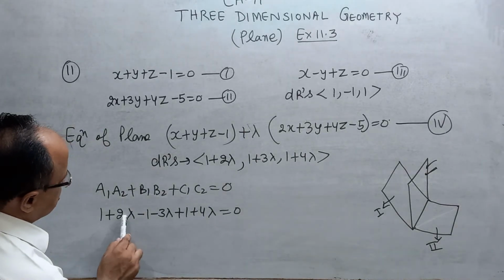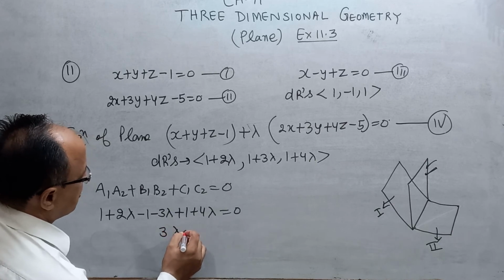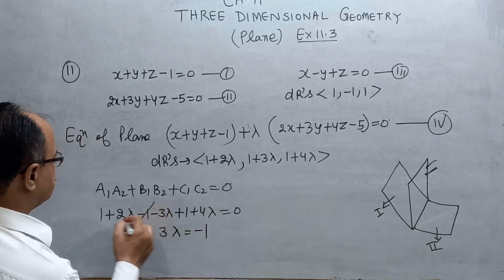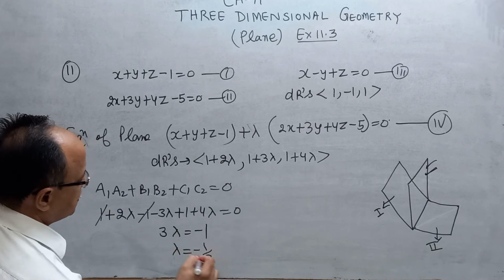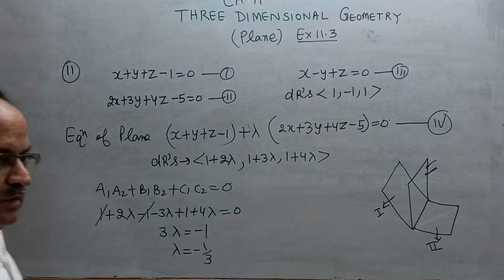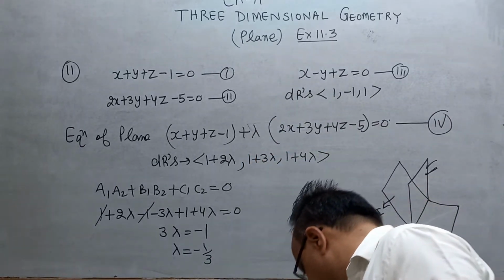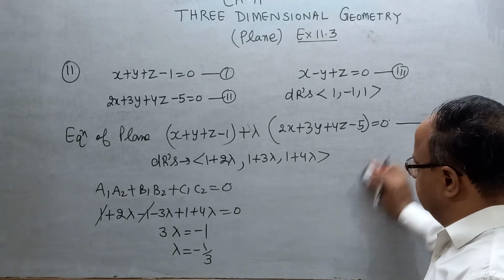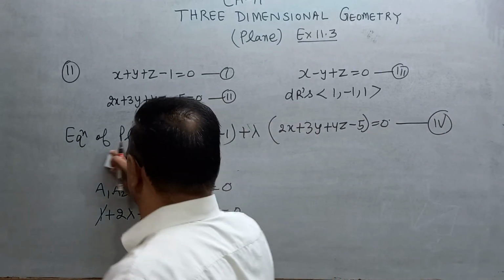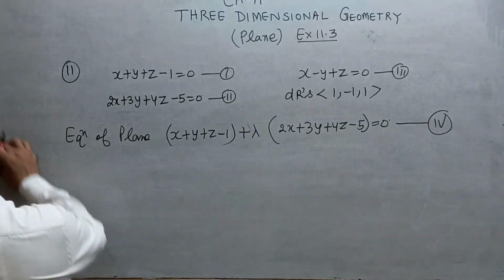1 plus 1 plus 1 is 3, and 2 lambda minus 3 lambda plus 4 lambda is 3 lambda, so 3 lambda is equal to minus 1. Therefore lambda is equal to minus 1 by 3. Put the value of lambda in equation number 4. That is the required solution. Lambda is minus 1 by 3.